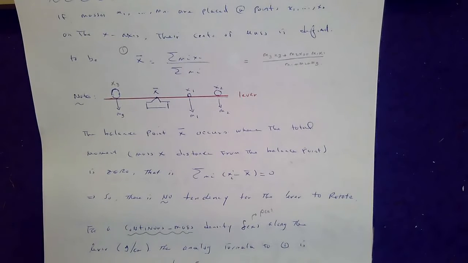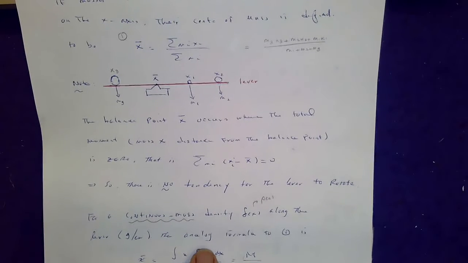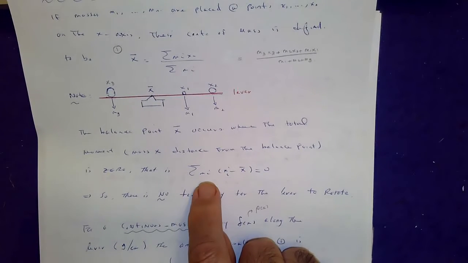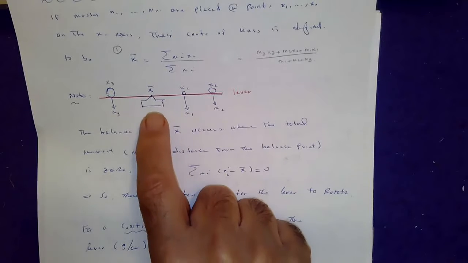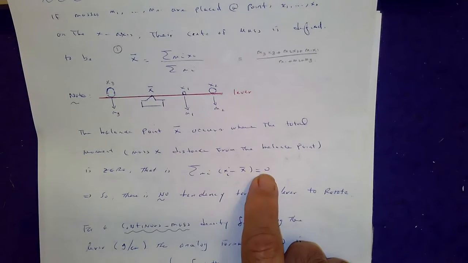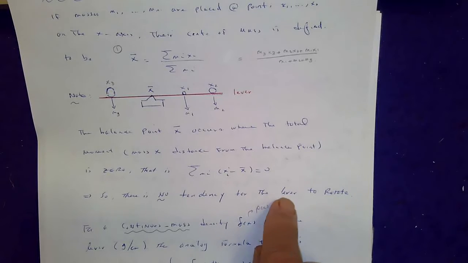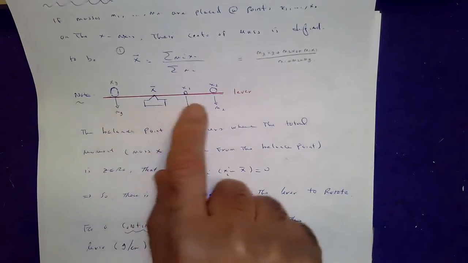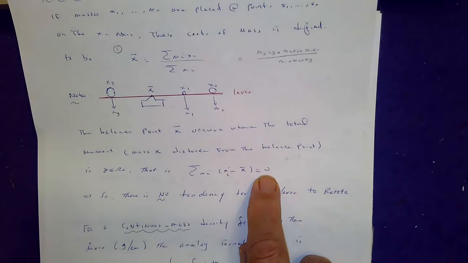The sum of the masses times the differences of these distances from the balance point always adds up to 0. That indicates there is no tendency for this lever to rotate. So that's why it comes up always 0, rain or shine.